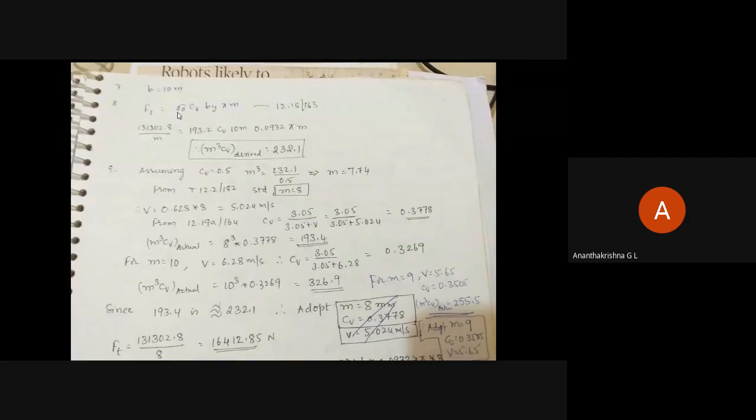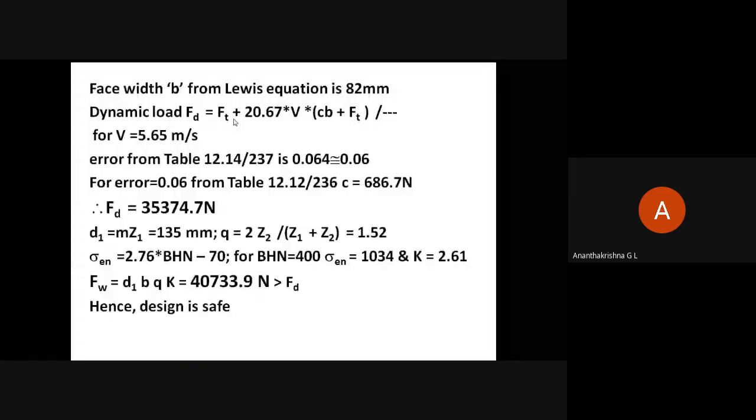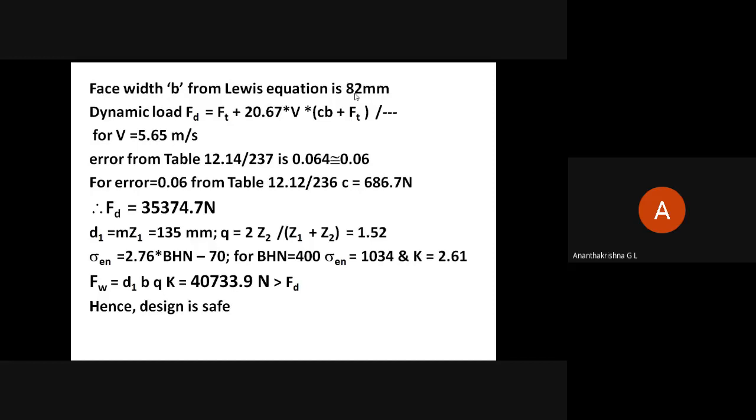Substitute that Ft in Lewis equation. Sigma naught is of pinion. Velocity factor is 0.3505. B we have to find out. Lewis form factor is of pinion. Pi into module is 9. Find out the value of B using Lewis equation. Please get the value of B from Lewis equation. Do that next step.